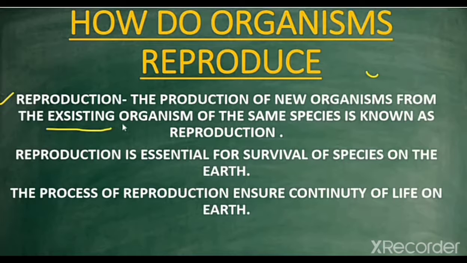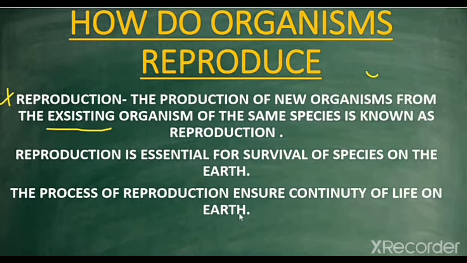Chapter 8, class 10th. First, let us study about reproduction. The production of new organisms from existing organisms of the same species. The species is the same, and there is a production of new organisms. That is known as reproduction. It is very essential for the survival of the species on the earth, and the process of reproduction ensures the continuity of life on the earth.